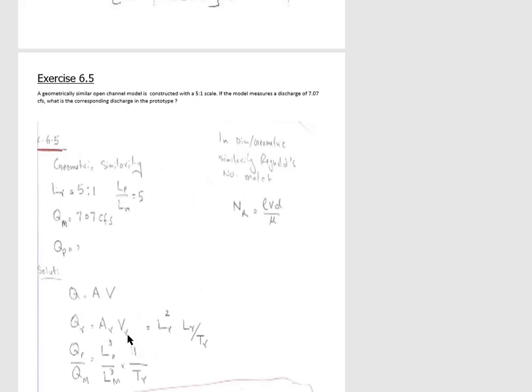This formula in the same way. And we know that QR is QP over QM, like LR is LP over LM. Remember, always the ratio is the prototype over model, right? So the QR will be QP over QM.